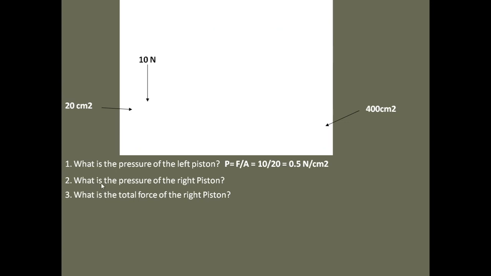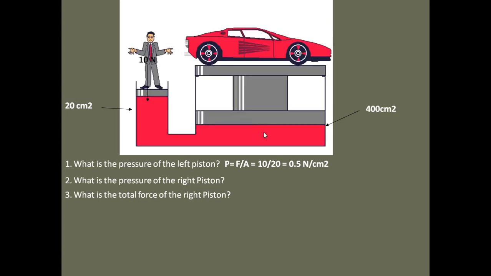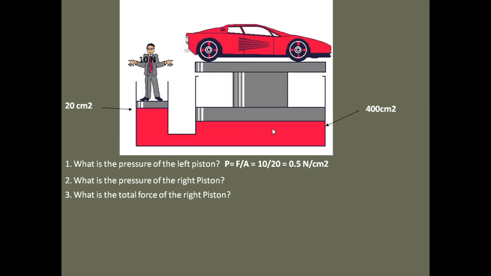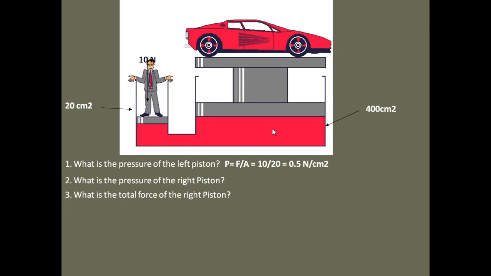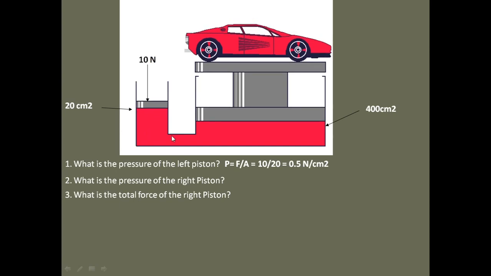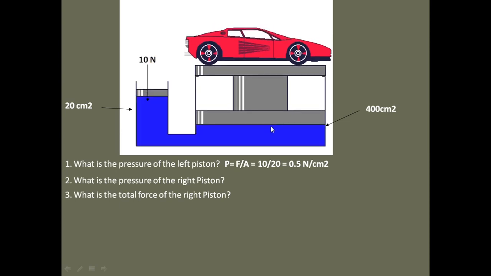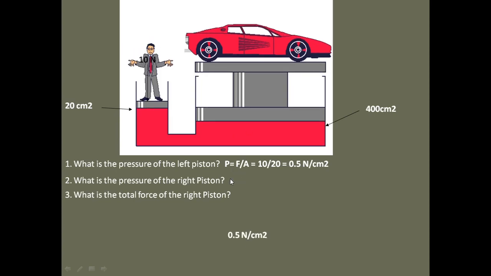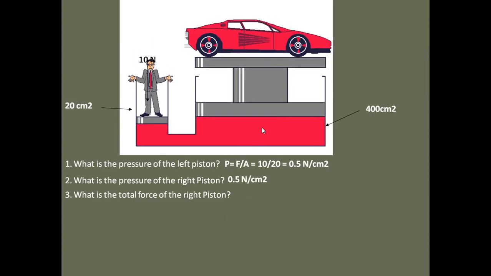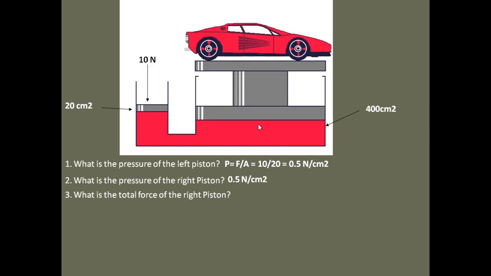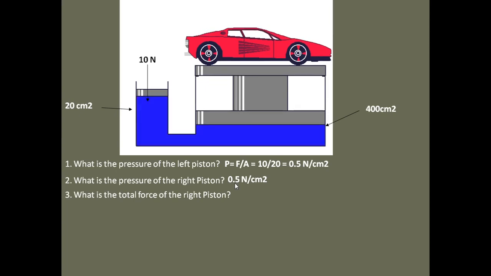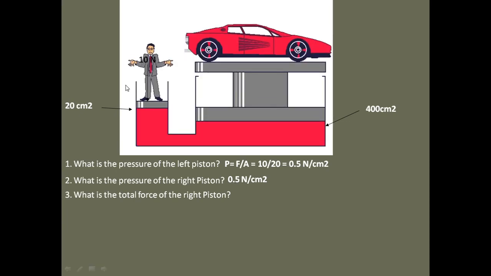Now what is the pressure on the right piston, on this side? Can you guess, or can you tell me? Yeah, like we said earlier, the pressure is going to be transmitted equally without loss throughout the liquid, isn't it? So the pressure on the right side is going to be the same thing. Pressure produced here will be the same thing as the one transmitted here. So the pressure on the right will be 0.5 Newton per centimeter square, like it was before.